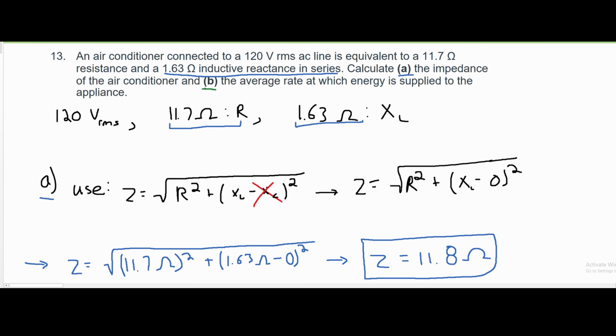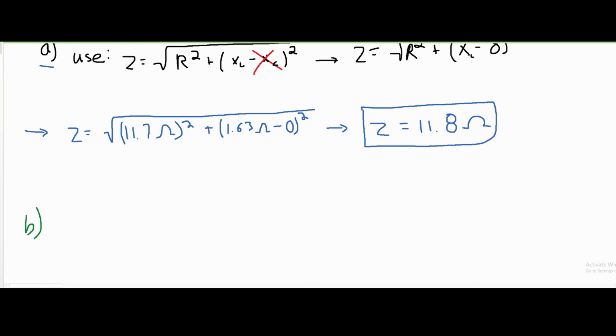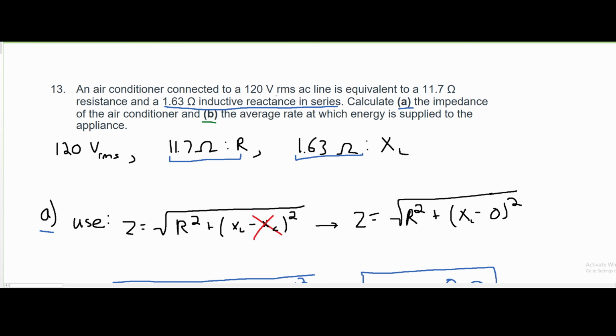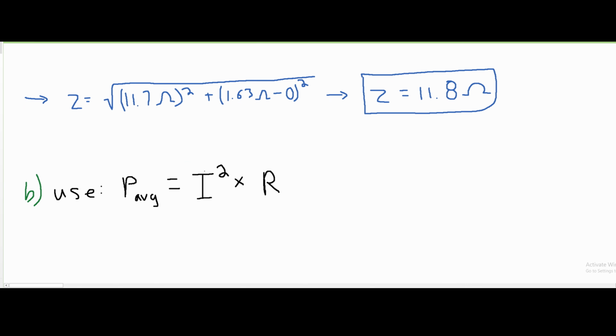For part B, we're asked for the average rate at which energy is supplied to the appliance. So for this, we are going to use a new formula, and this is going to be P, which represents power, and we're asked the average rate, so we're going to write it as P average. And this is going to be equal to the current squared times the resistance. Power is current, whatever is flowing through the appliance, multiplied by whatever resistance it faces. In here, our current is squared, and we are connected to an RMS AC line. So our current is going to be I subscript RMS.